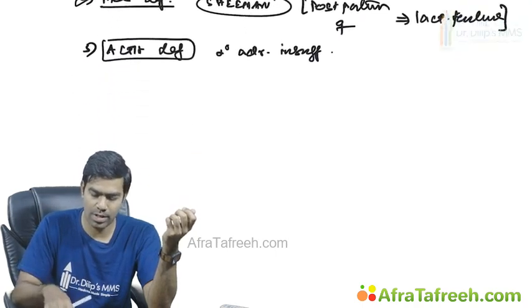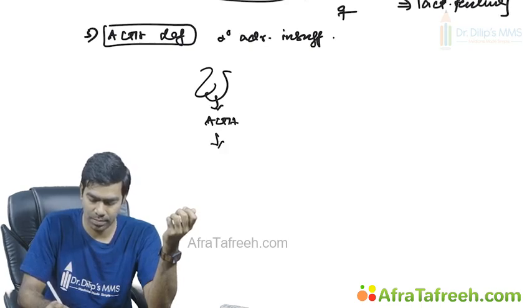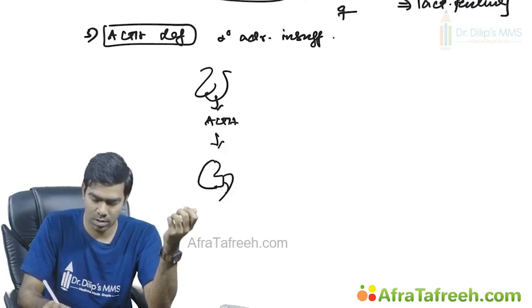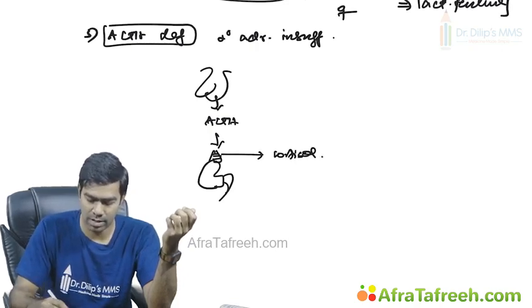You have two forms of adrenal insufficiency, isn't it? So the pituitary is going to release ACTH. This ACTH is going to act on the adrenal gland. This adrenal gland is going to produce cortisol. Clear? You have two types of adrenal insufficiency.